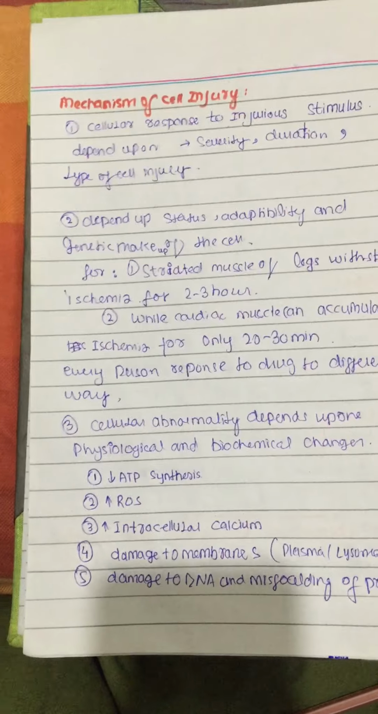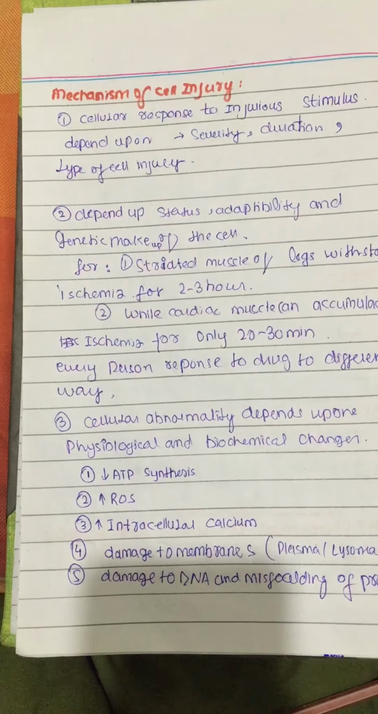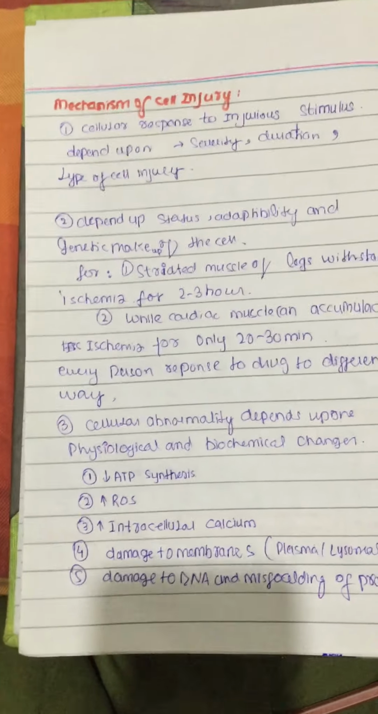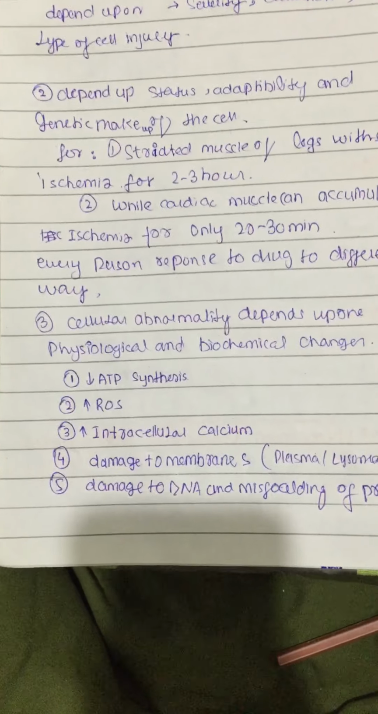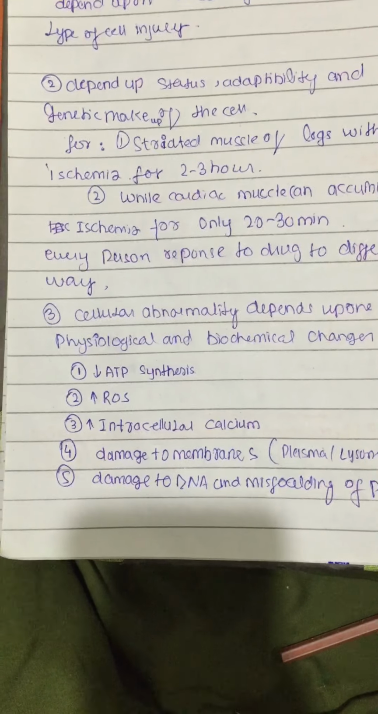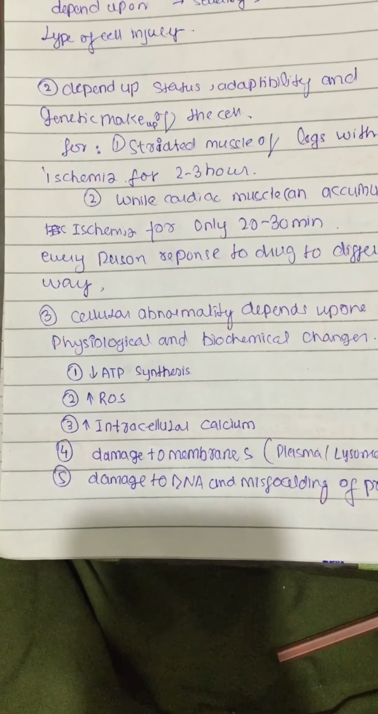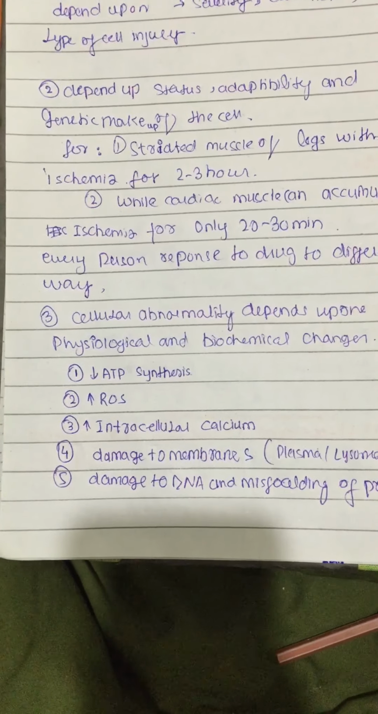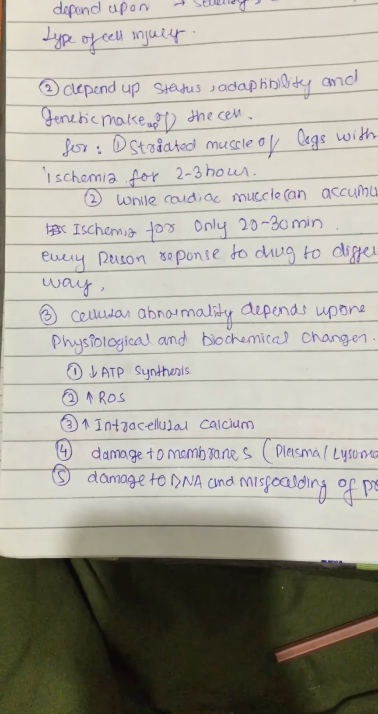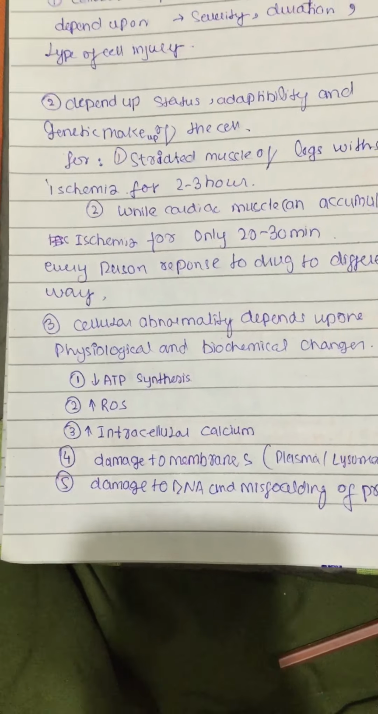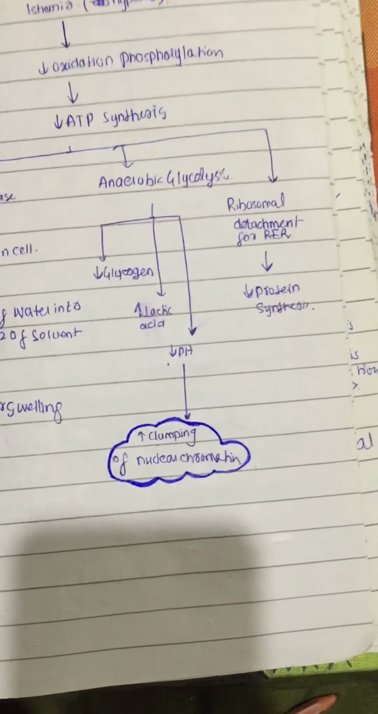Okay, and after that we're gonna also check the physical and biochemical changes because of that there's gonna be cell injury. So the physical and biochemical changes are reduced level of the ATP, increased level of the reactive oxygen species. There's going to be increased intracellular calcium level. There's going to be membrane damage, as well as DNA damage and increased level of the misfolded protein. Okay, now we're going to do first the reduced level of the ATP.